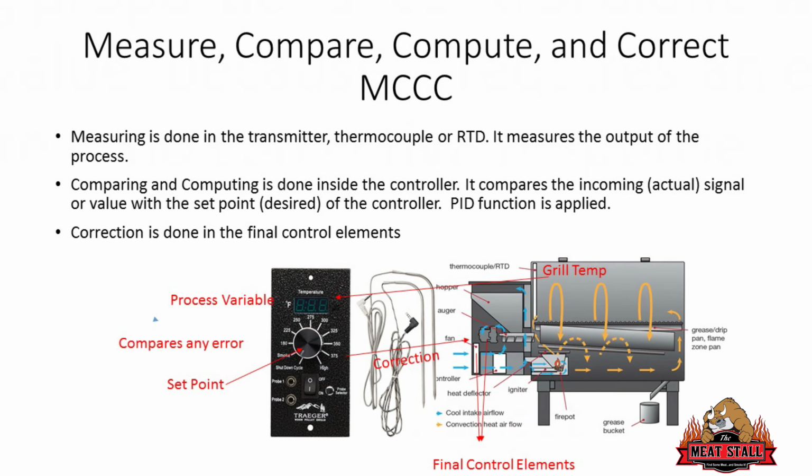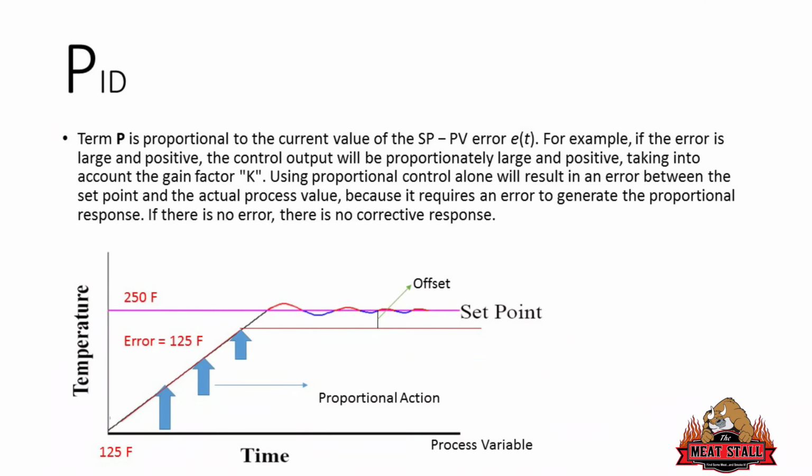Let's take a look at it right here. P stands for proportional. The term P is proportional to the current value of the set point minus the process variable. As you look down here, you'll see your set point, which is at 250, and your process variable is 125. For example, if the error is large and positive, the control output will be proportionally large and positive, taking into account the gain factor K.